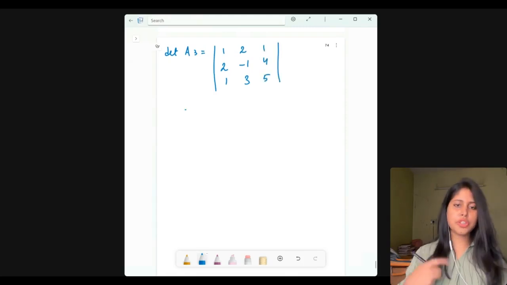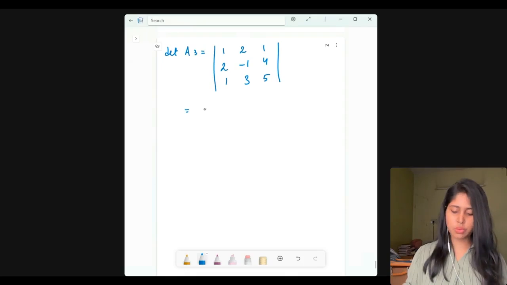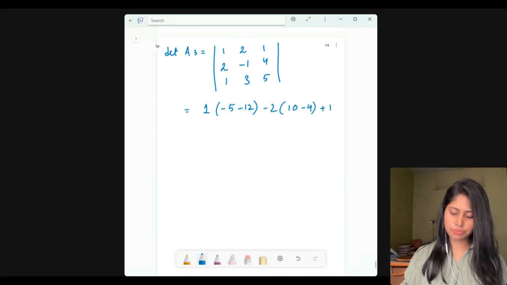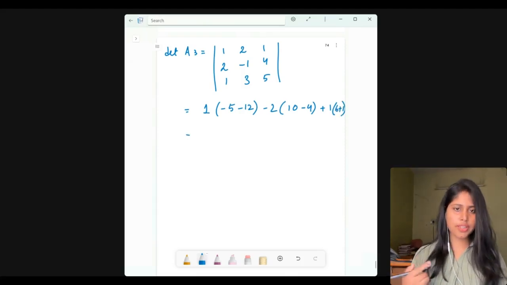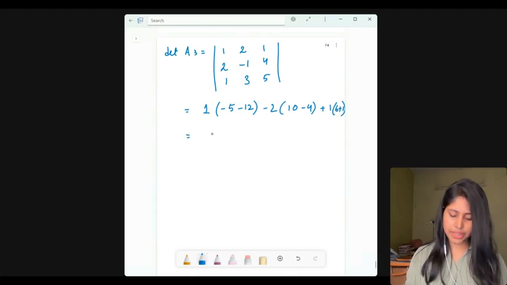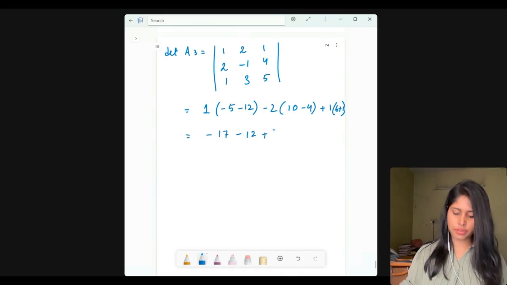Now here you need to find the determinant. So how will you find it? 1 into 1 minus 1 into 5, which is basically minus 5 minus 12. Then minus 2 into 10 minus 4, and then plus 1 into 6 minus 6 plus 1. Okay. So what is the further calculation? It will be minus 17 minus 2 into 6, which is minus 12, and then plus 7. This is again coming to be minus 22.